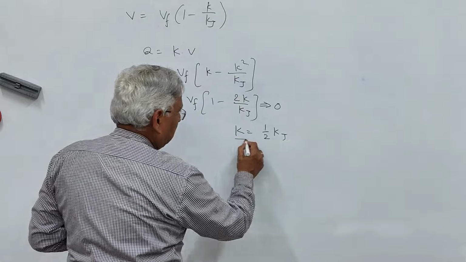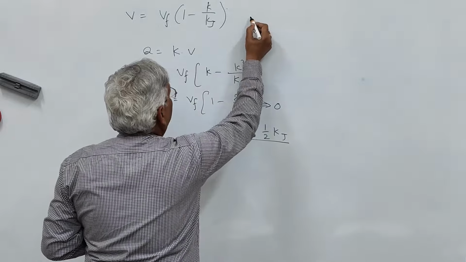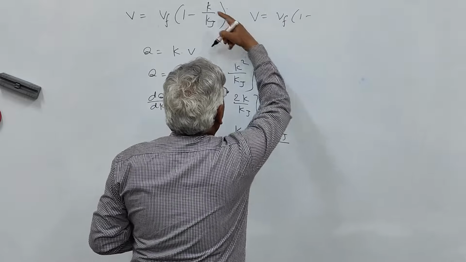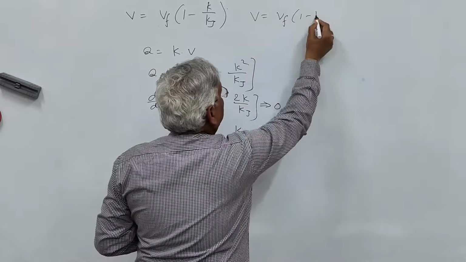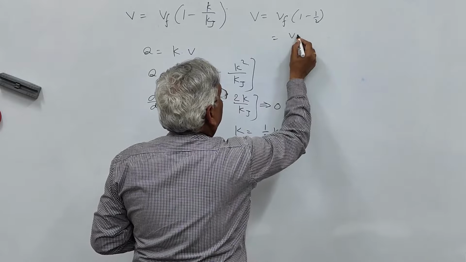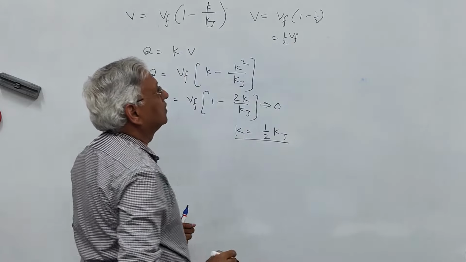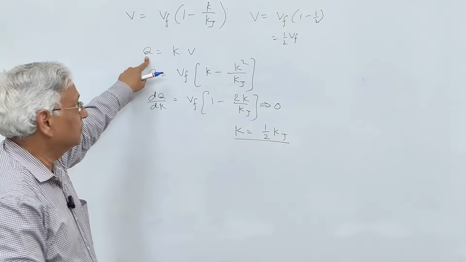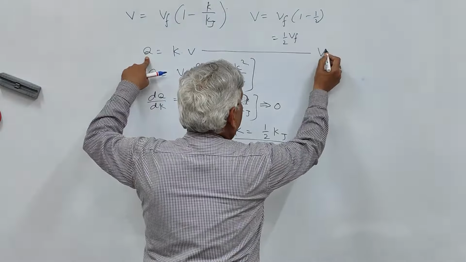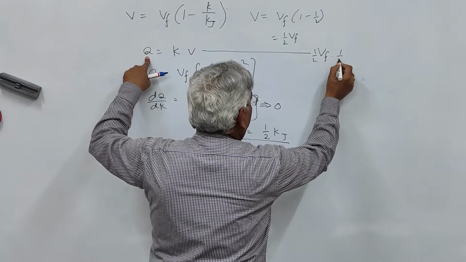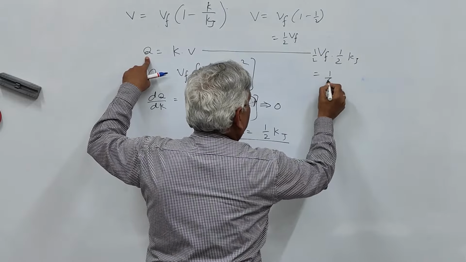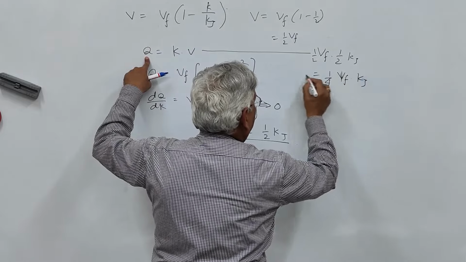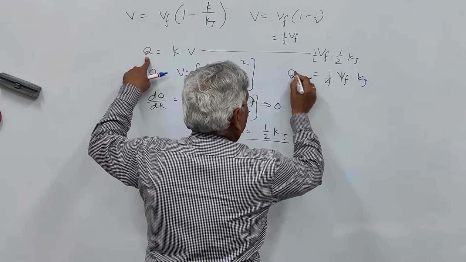And if you put this k in this equation, then you get V is equal to Vf into (1 minus half), k is now Kj by 2. So that is half of free flow speed. And maximum flow will be given by this equation. So this will be half of Vf into half of Kj, that is 1 by 4 Vf into Kj. That is how this equation comes.